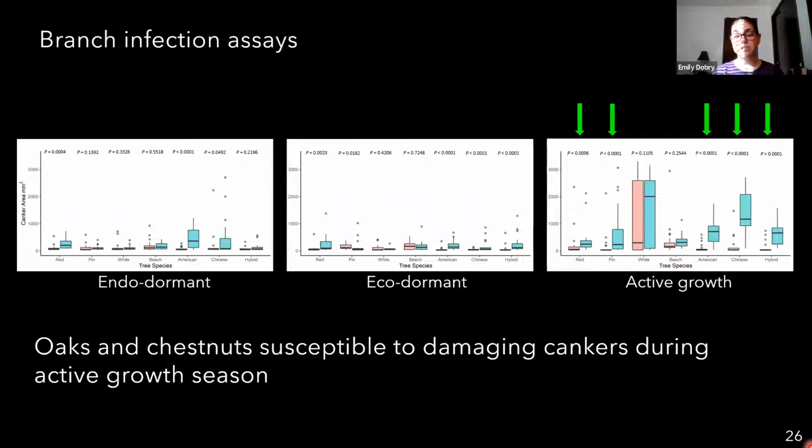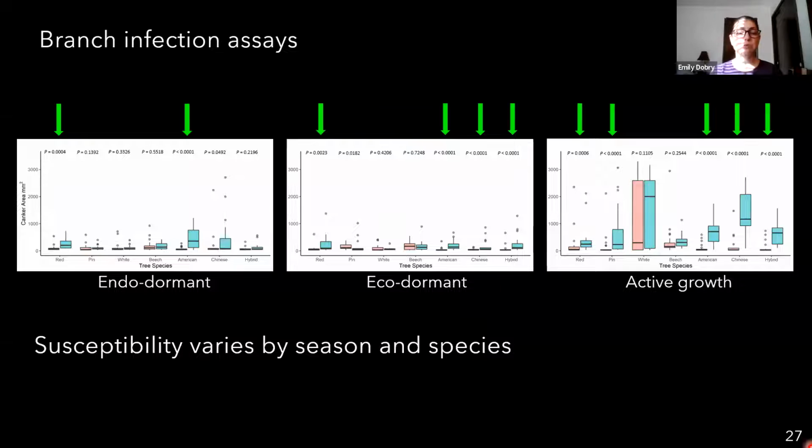And finally, with the tissue harvested in March of 2021, when the trees had resumed active growth and were starting to leaf out, we saw that red and pin oak, as well as all three chestnut species, experienced significant lesions as a result of the live pathogen compared to the controls. So what we saw really through this test was that susceptibility varied by season and by species, so the seasonal tissue stage.